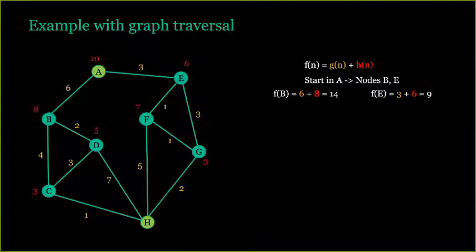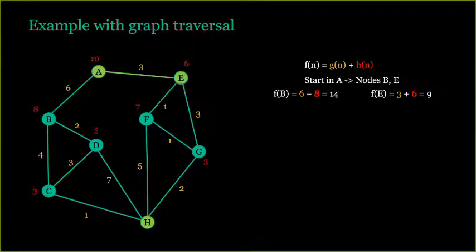Whenever you see yellow numbers in our calculations, you should look to the edges of our graph, and every time you see the red ones, you should look to the nodes. Okay, so we are calculating the value of the f function for these two nodes, and we are making our decision based on the minimal value. As 9 is less than 14, we are traveling from A to E.